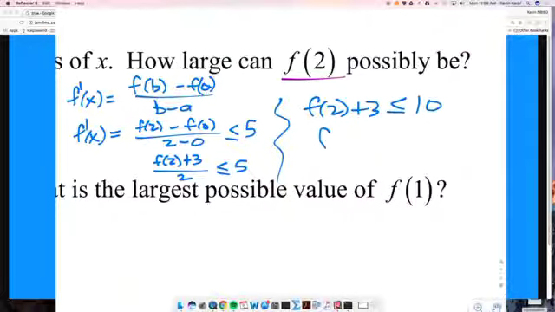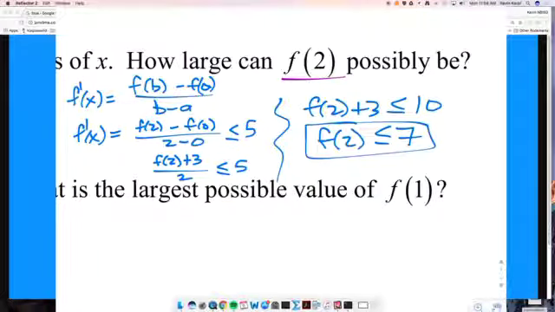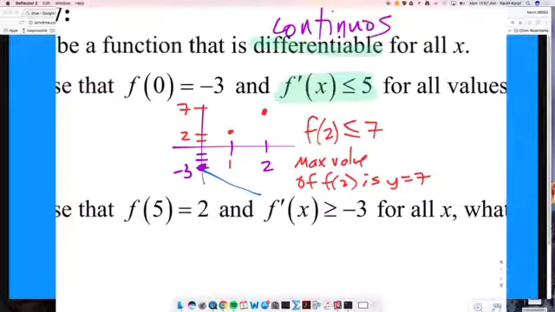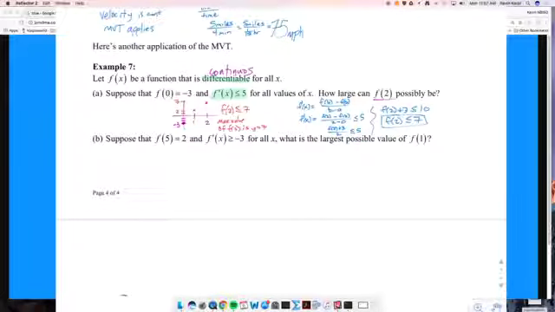Then we subtract 3 from both sides, and you end up with f of 2 is less than or equal to 10 minus 3, which is 7. And that gives you the same information, except it's done analytically instead of intuitively or graphically. 7 is the maximum value, and of course it could be anything less than 7, including a negative number, right? We could have gone from left to right with a negative slope, because that negative number is going to be less than 5. Okay, go ahead then and take 2 minutes and answer question 7b.